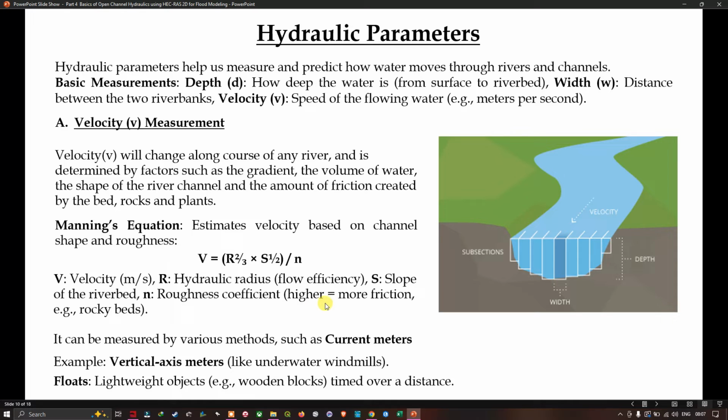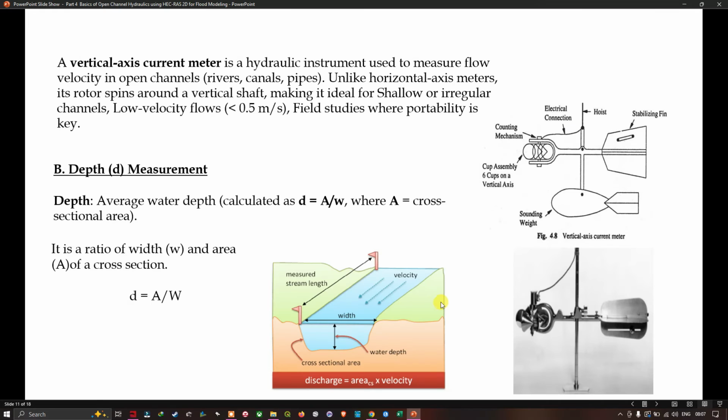The velocity can be measured by various methods, such as the current meter. An example is the vertical axis current meter, like an underwater windmill. Or a lightweight object can be floated and timed over a distance. The vertical axis current meter is a hydraulic instrument used to measure the flow velocity in open channels, for example rivers, canals, and pipes.